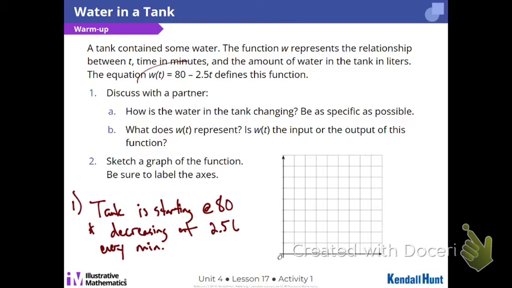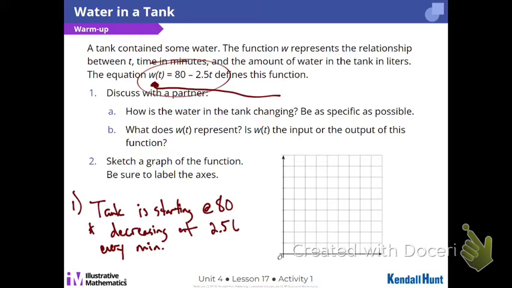So again, we can take our function and use it, knowing that this is a tank and say, hey, our tank's starting at 80 and we're losing 2.5 liters per minute. So that's pretty cool. What does W of T represent in our function? Right here. Who can tell me what that stands for? W of T. Vinny? Water and time, right?